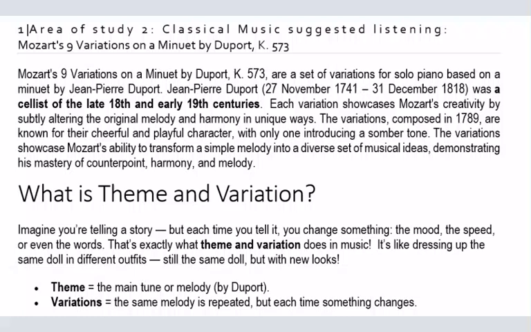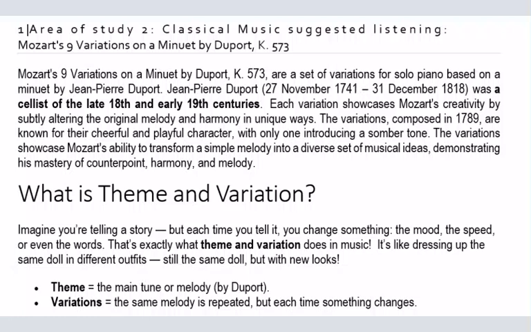It's 9 Variations on a Minuet by Duport, Köchel number 573, and it's a set of variations for solo piano. So we don't have other instruments, only the piano playing. And Duport was a cellist of the late 18th and early 19th century. And with each variation, we're going to see Mozart's creativity, how he subtly altered the original melody and the harmony in unique ways. And he composed this in 1789.